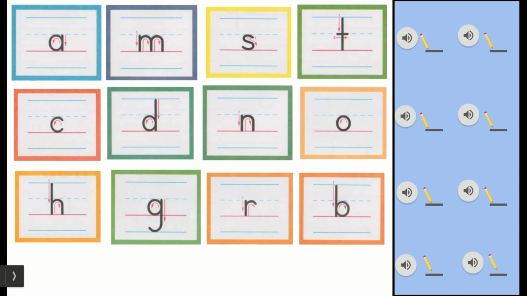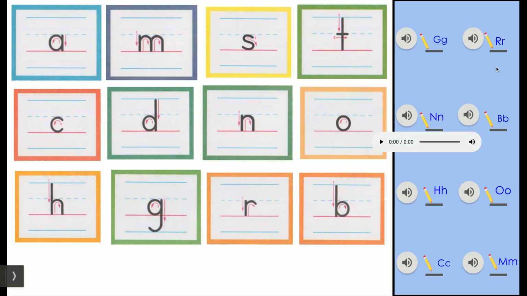Now let's check to see how you did. The first sound was G, like girl. You should have written the letter G. The next sound, like rat, made by the letter R. The third sound, N, like nail. You should have written an N. The fourth sound, B, you should have written a B, like ball.